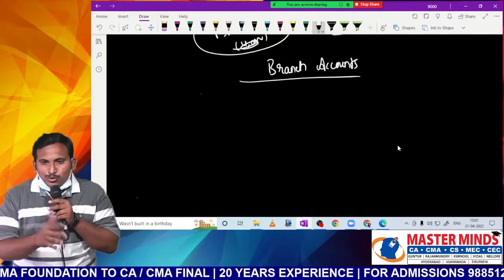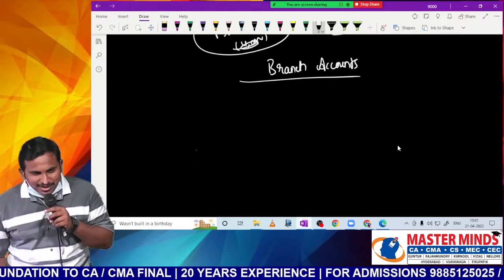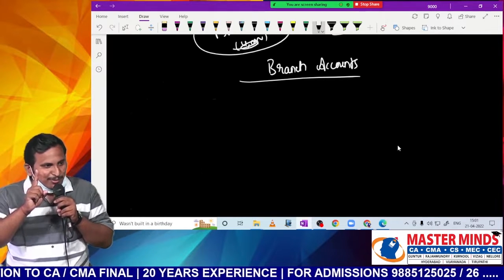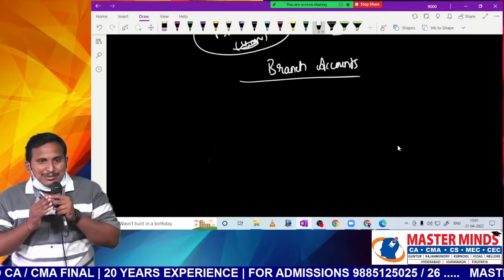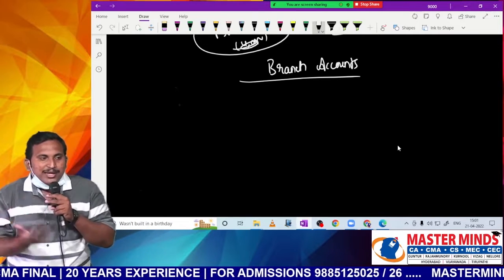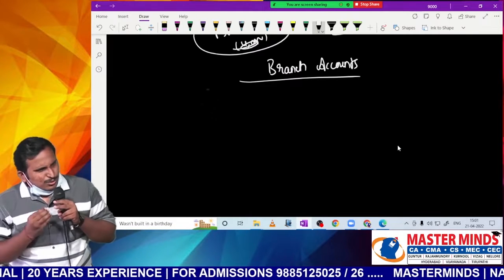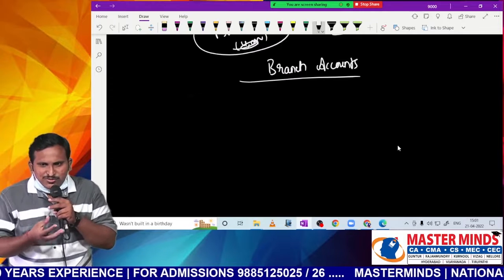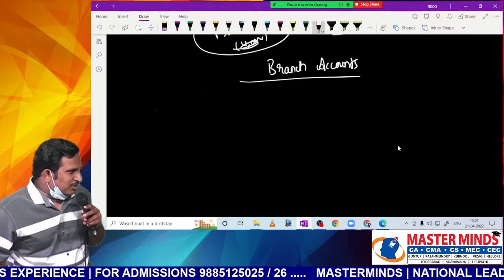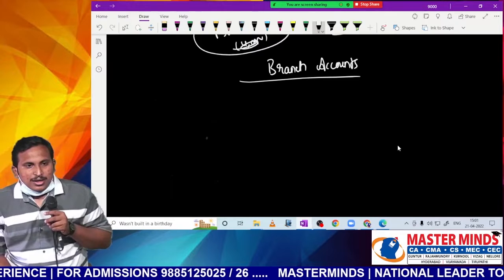Actually, we divide it into two chapters, dependent and independent. For ICAI, there is only one chapter called branch accounts. Now the chapter is so big and many topics are there. So it looks huge and many students feel it is difficult and leave it for the exam also. Now let me tell you one thing.